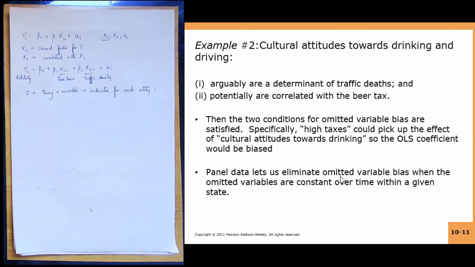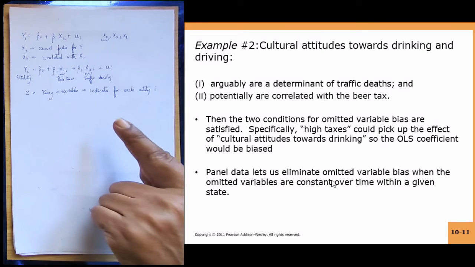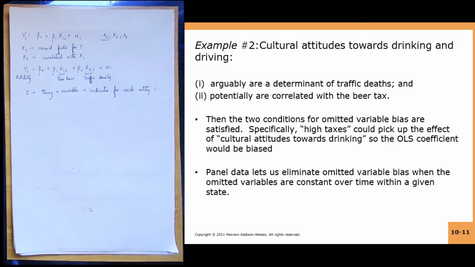Again, panel data, as we said, if you include a proxy variable, then it will include the effect of the cultural attitudes, and it will let you avoid omitted variable bias.